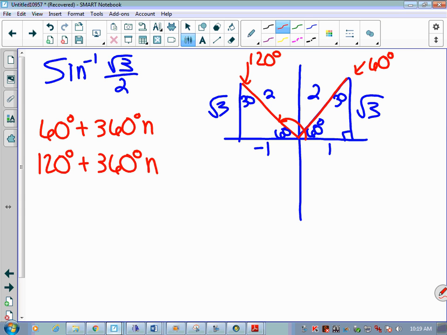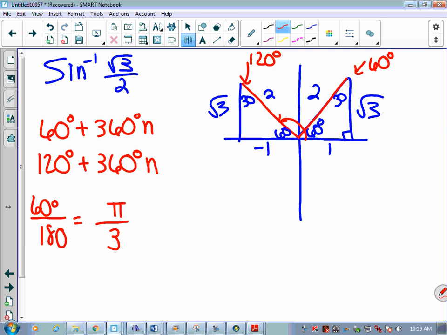Does anybody remember how to do that? What's that? The mode? No. This is what we do. We take our degrees and we divide it by 180, and our answer will be that fraction with pi in the numerator. Okay? So what we're going to do is take 60 and divide it by 180. What do I get? 1/3. So 60 over 180 is pi over 3.